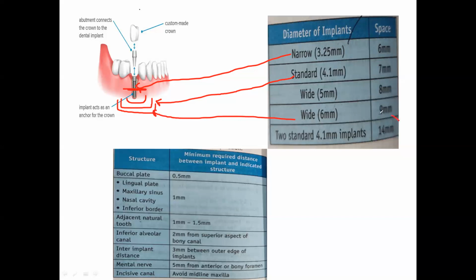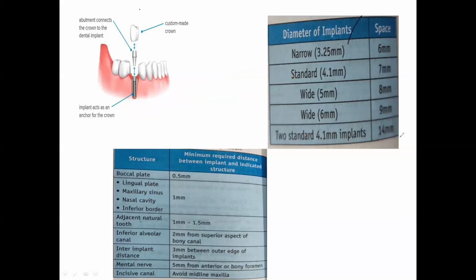But if you have a space of 14 millimeter, then what will be the width of the implant? For the space of 14 millimeter, shall I give one implant and raise its width? No, because the space is very wide. So here we can give 2 implants of standard size. As I told you, the standard size implant is 4.1 millimeters.